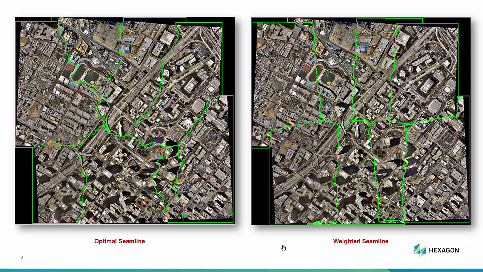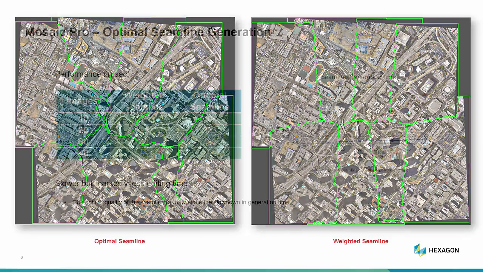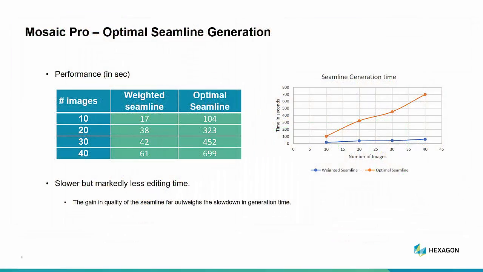The next question is, how about performance? As you can see from the table, the optimal seamline generation method is slower. But generation of seamline is only part of the story. The seamlines have to be checked and edited in areas where they are not good. And this is where the optimal seamline generation method wins. You have significantly less editing with the seamlines generated by the optimal seamline generation method.